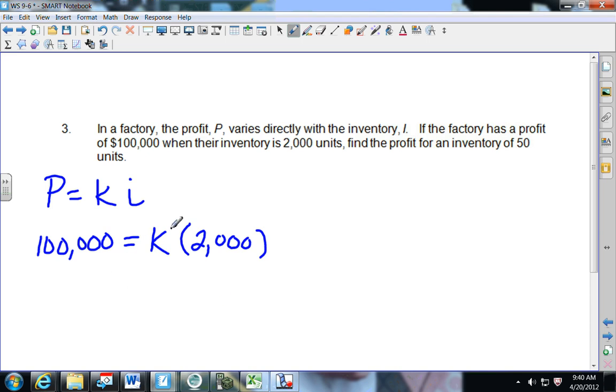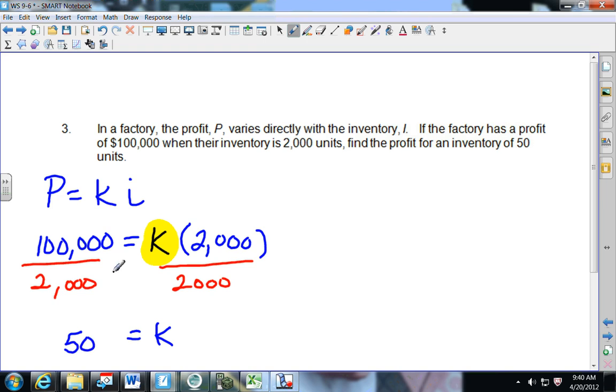Okay, so basically I need to find this amount right here, I need to find out how much it is. So what I do is I divide this by 2,000. What does K equal? 50. Right?